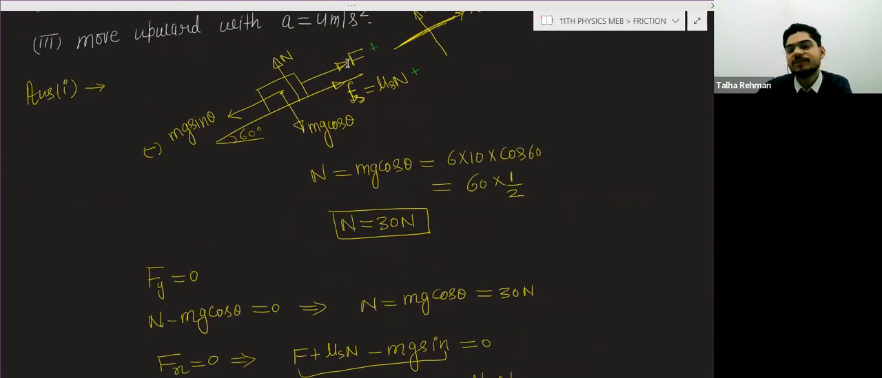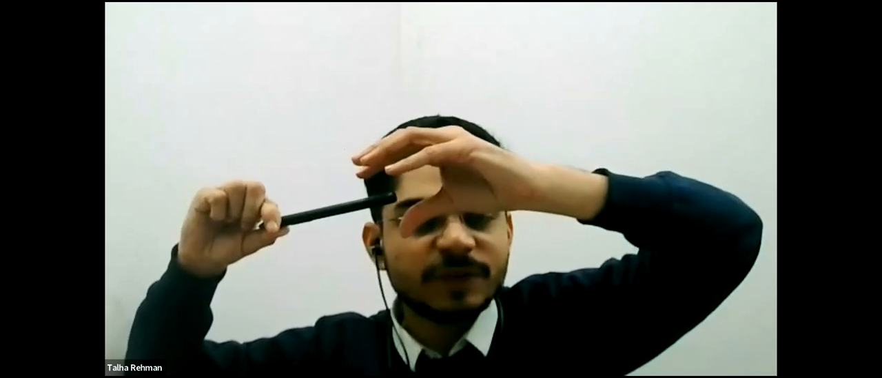So a simple funda I have applied here. Net force on this mass is equal to 0 means force in this direction is equal to force in this direction. This is a pen, and I am applying a force in this direction and a force in this direction. The forces are equal in both directions, that is why this pen is not moving. If force in this direction is greater, then the pen will move in this direction.